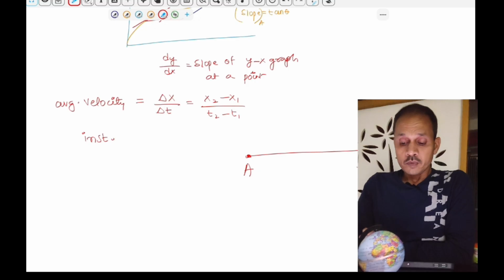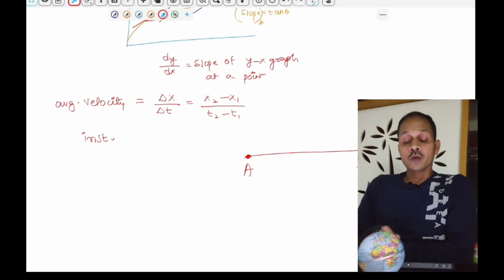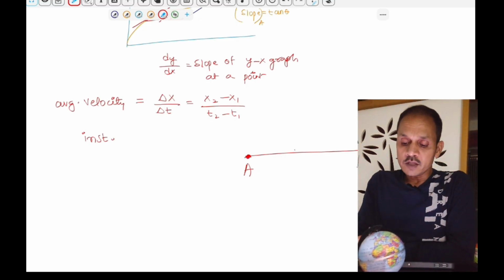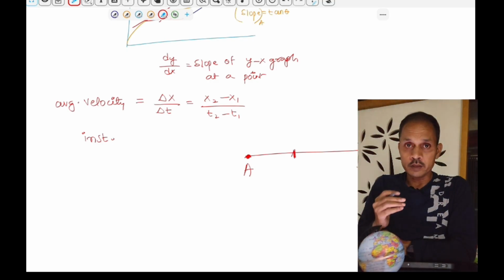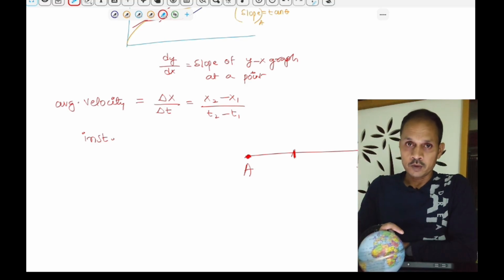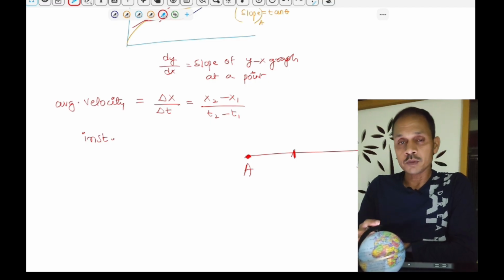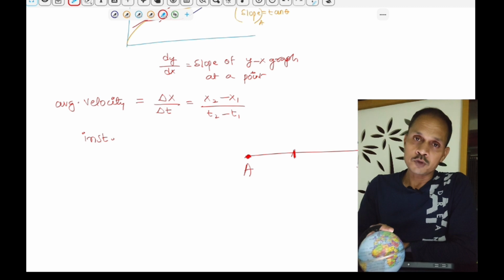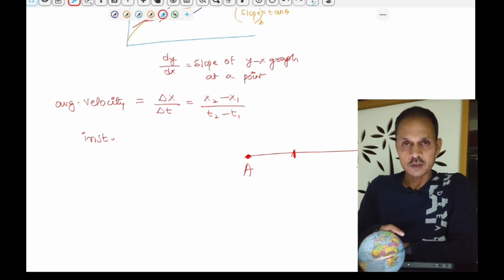But how do you find instantaneous speed at any given point? Suppose you are crossing an electric pole. At that electric pole, what is your speed exactly? You should know without seeing the speedometer. For this, the graph between displacement and time helps to find out instantaneous velocity. Similarly, instantaneous speed also by using the distance and time graph.